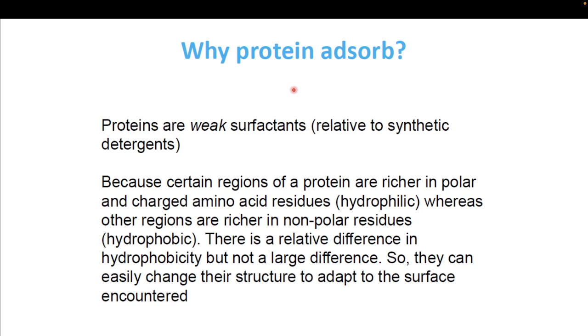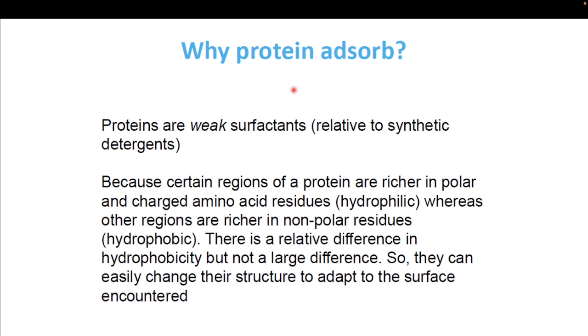Weak surfactants means a protein will have both a hydrophilic as well as a hydrophobic part in its structure. So whenever you implant any material and it gets exposed in the body, these proteins can easily adapt their shape to interact with the material. Let's say you have a material that is very hydrophilic, then the protein's hydrophilic parts will quickly interact with it. The protein's hydrophilic parts are mostly on the surface of the protein, so they will go and adsorb to the particular material.